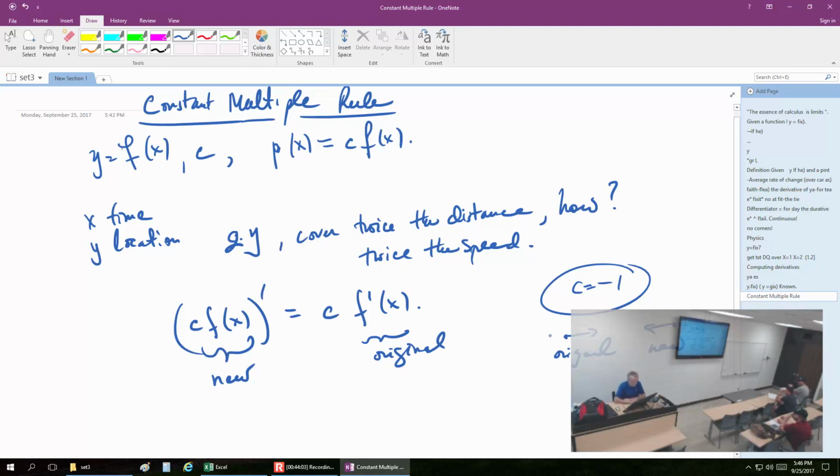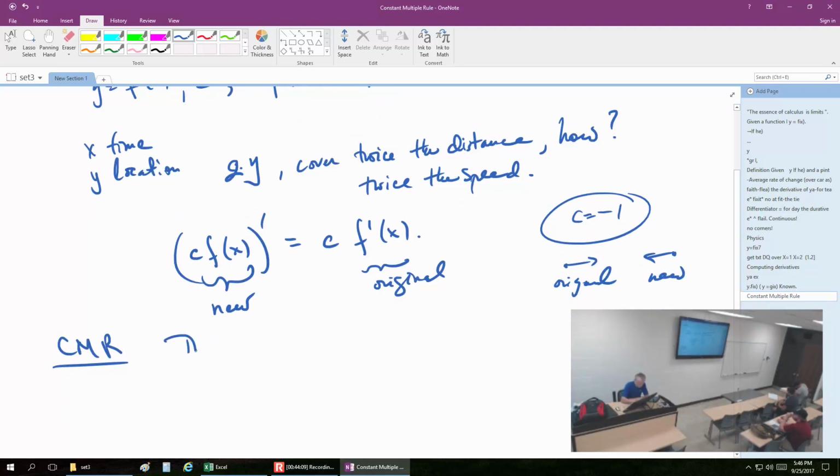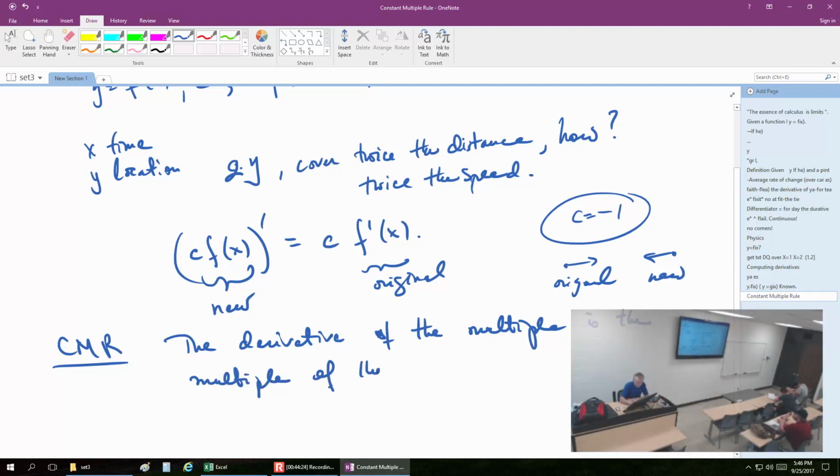Okay. So then the constant multiple rule is: the derivative of the multiple is the multiple of the derivative. And once again you have to have a caveat: the function is differentiable.